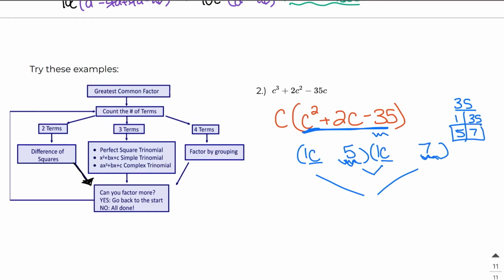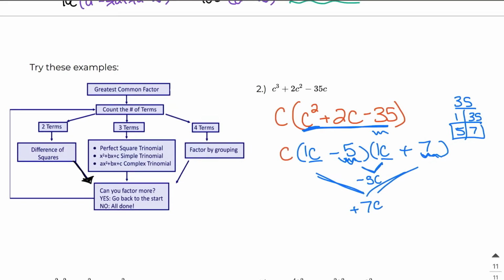So I'll try 5 and 7. My outer is 7c, my inner is 5c. And I can get a 2c if the 5 is negative and the 7 is a positive. And then I just bring the c down right here. And again, I don't have to have the 1 here. So this right here is what I have.